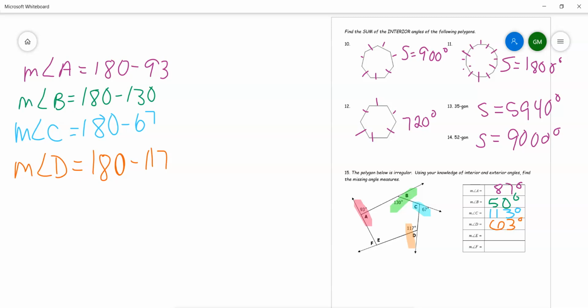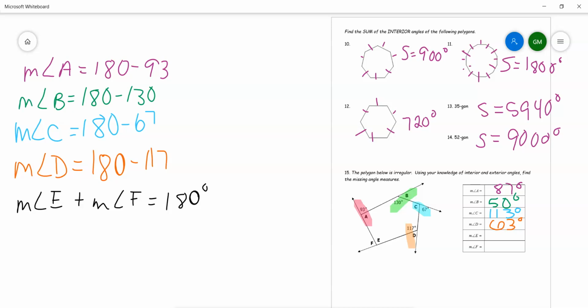Now we need to find E and F. E and F are supplementary to each other. Okay, so we know that the measure of angle E plus the measure of angle F is equal to 180 degrees. But my recommendation is to find angle F, okay? Because angle F is an exterior angle, and we know that the sum of exterior angles is 360 degrees.